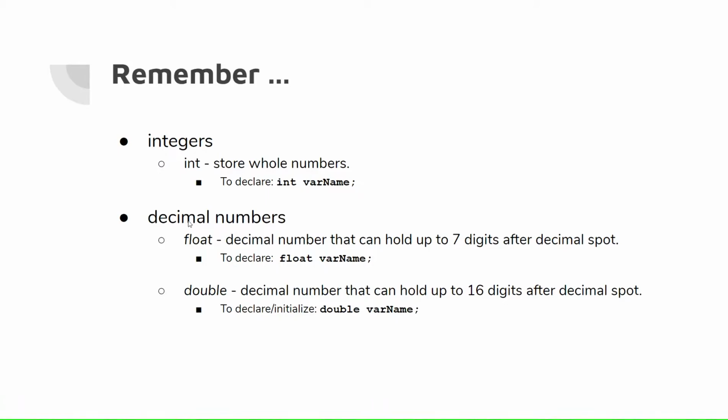Decimal numbers are either going to be floats or doubles. The difference between them is a float only holds up to 7 digits after the decimal spot, whereas a double can hold up to 16 digits. In order to declare or initialize it, you say double, again all lowercase, and then your variable name, and that's going to reserve a spot in memory for a double variable. So the difference between a double and an int: ints are for whole numbers, doubles are for decimal numbers.